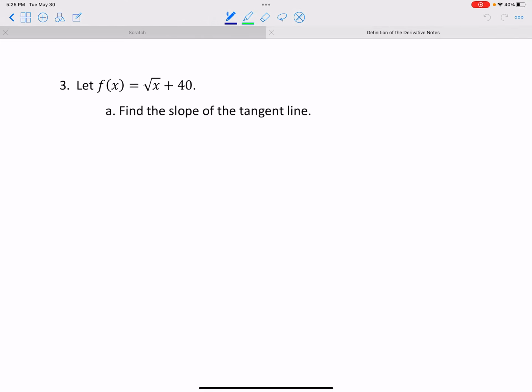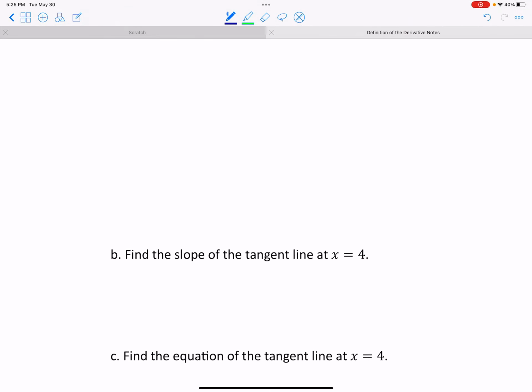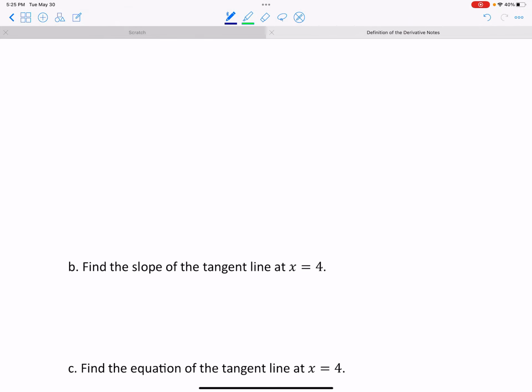It doesn't say in our part A here to find the derivative. It says to find the slope of the tangent line. That's the same thing. Okay, so this is other wording for find the derivative, f prime of x. And then we're asked to find the slope of the tangent line at x equals 4. That means find the derivative at x equals 4. So this is saying find f prime of 4.